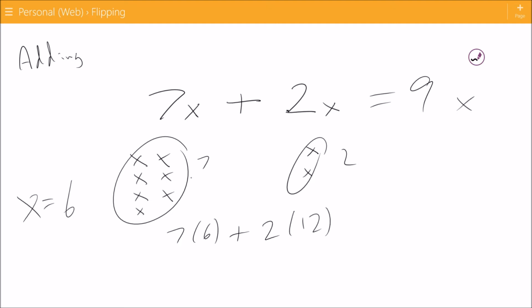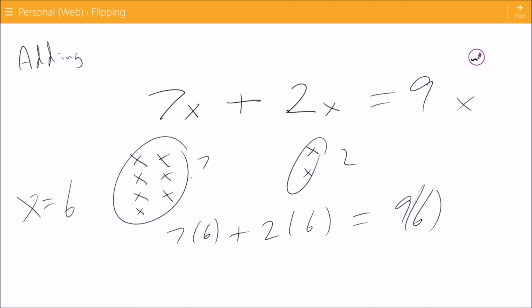I don't know why I wrote 12. Maybe because I like the number, I'm thinking ahead of myself. That's probably it. Should equal 7 times 6 plus 2 times 6 should equal 9 times 6, if what we said above is correct.